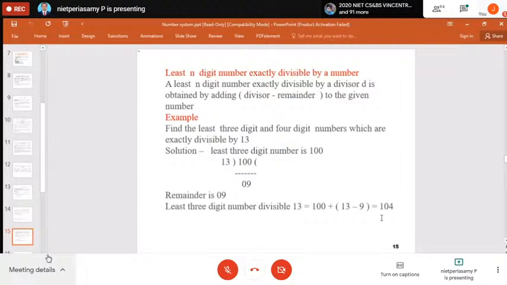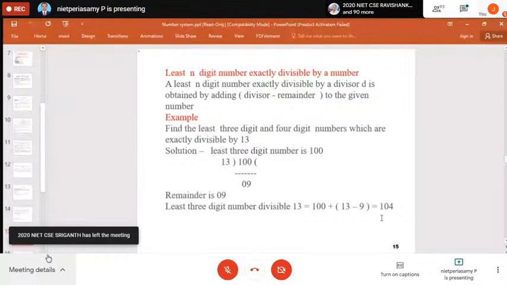The least 3-digit number is 100. When you divide this 100 by 13, we'll get the remainder 9. That is mentioned in your slide. You subtract this remainder from the divisor. Here the divisor is 13 and the remainder is 9. So divisor minus remainder, 13 minus 9, is equal to 4.